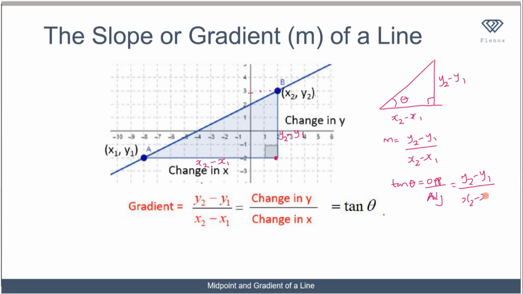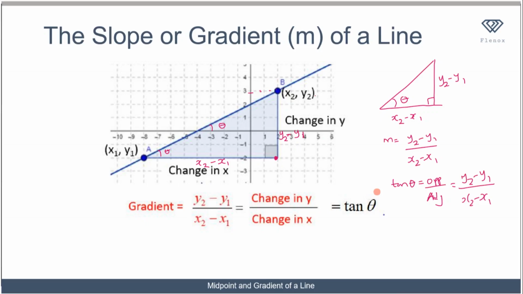And my adjacent in this case is equal to x2 minus x1. So if you are given the angle that a line makes with respect to the x-axis, like the angle here theta, you are given the angle that a line makes with the x-axis, the slope can also be found by finding the tangent of that angle, and the result you get is equal to the slope. So let's look through some examples.